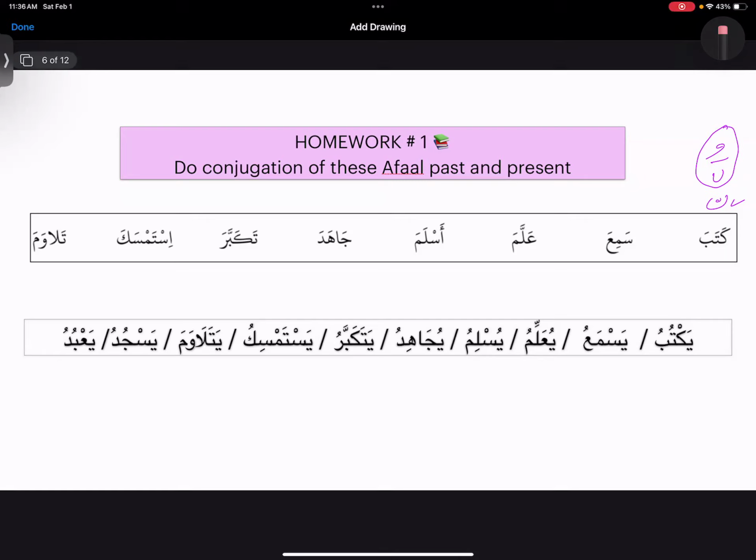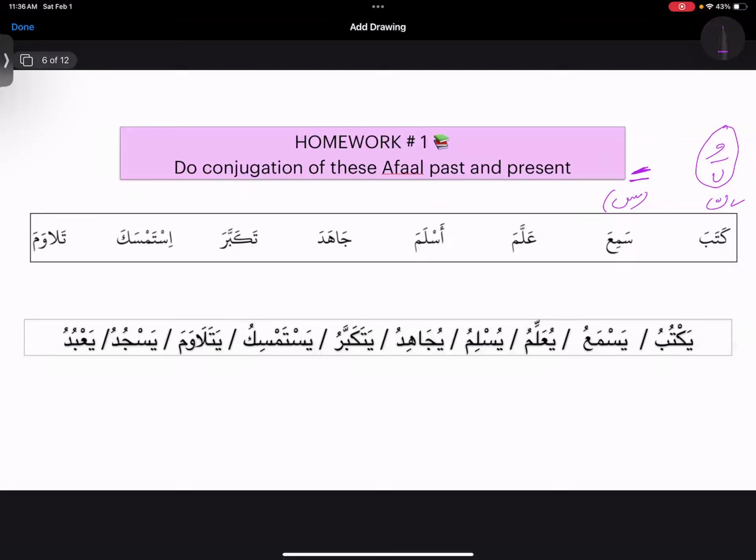Okay, now let's come to Samia. We did Samia already. So now you know what Bab it is. Samia is Bab Samia, and that means a fatha will come. So you're going to see in the dictionary a fatha with it. When you see a fatha, that means this is Bab Samia.